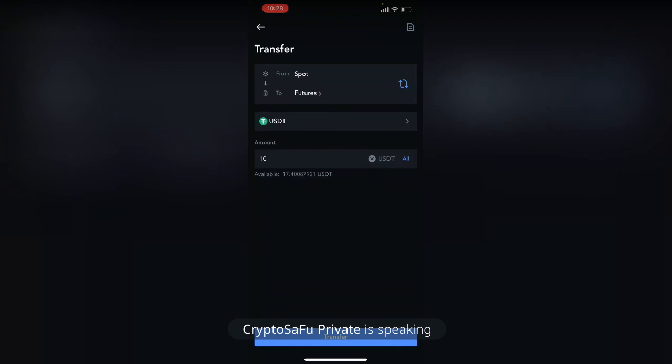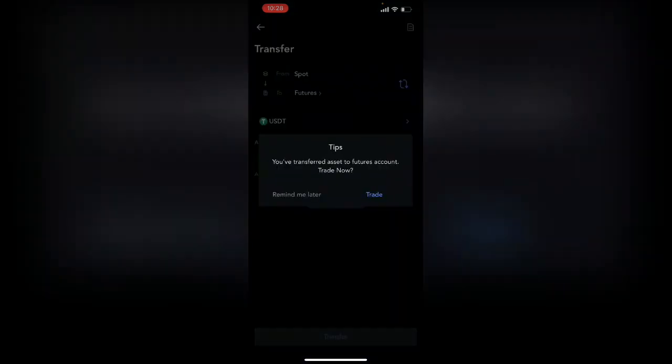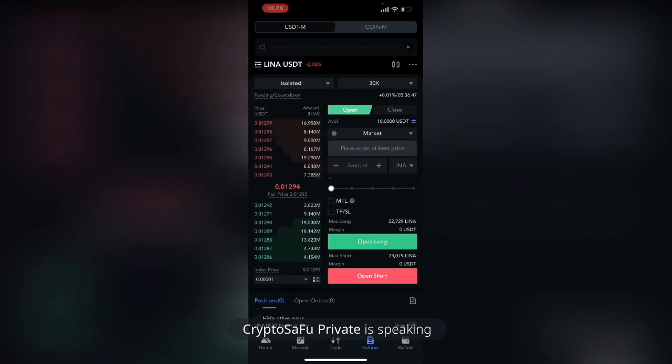So now let me do my transfer. So I've transferred $10 to my future account. Immediately it takes me to futures to start trading. So you can see how their app works. It is so dangerous that you have to be so careful. I haven't even set my strategy, and it's taking me to futures trading to start trading.